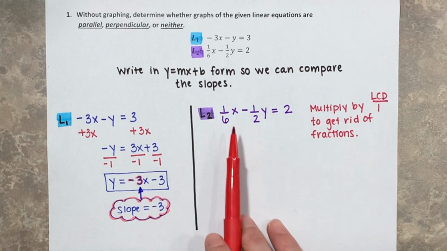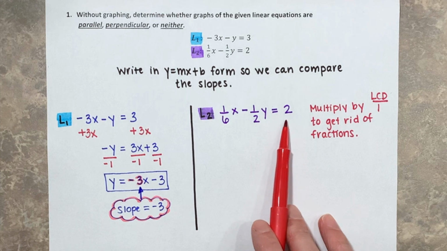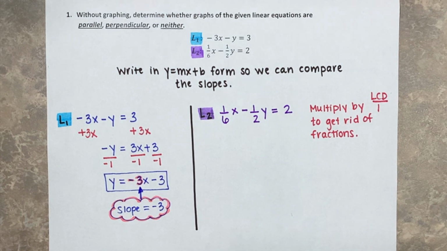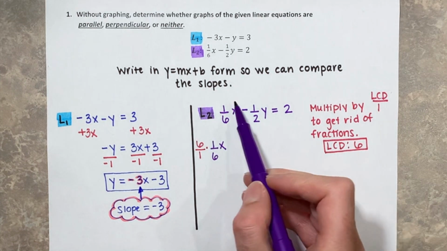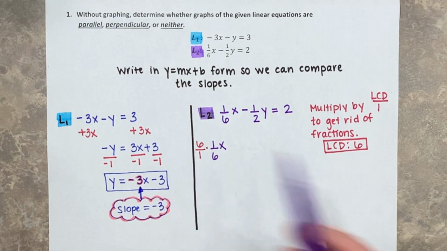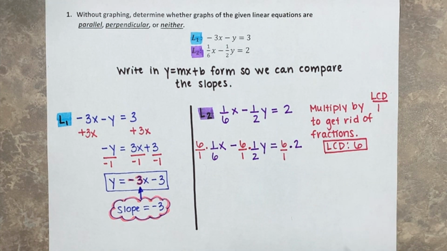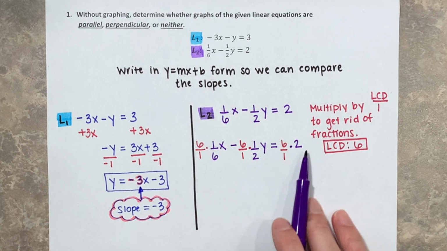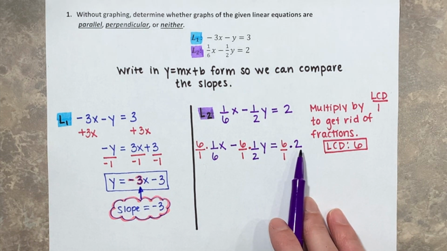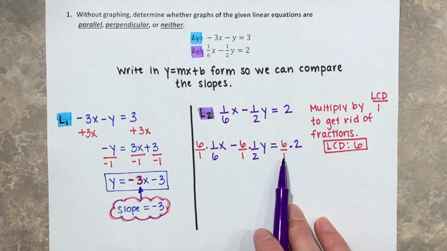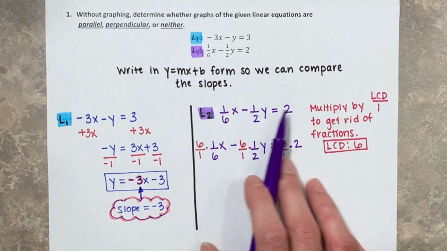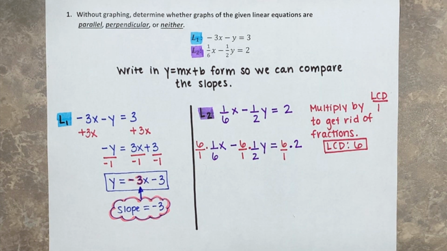Well, the denominators here are 6, 2, and the implied denominator here is a 1. So the least common denominator is 6. So we can multiply each term by 6 over 1 in order to get rid of the fractions. First, I multiplied this term by the LCD over 1. Then I multiplied this term by the LCD over 1. And what you do to one side of an equation, you also have to do to the other side to maintain equality. So I also multiplied the 2 by the LCD over 1. Make sure you multiply each and every term by the LCD over 1.